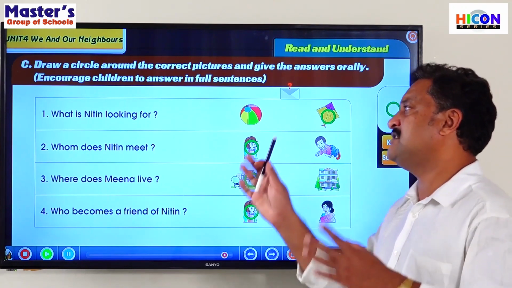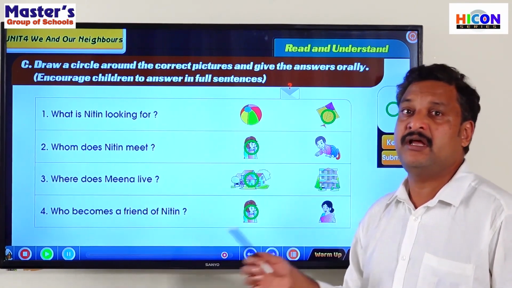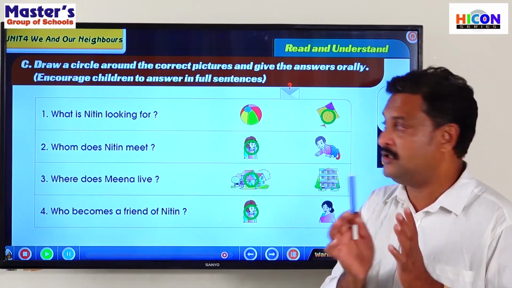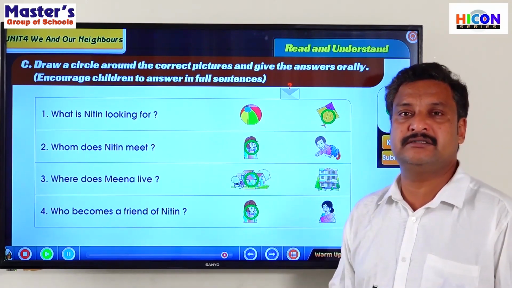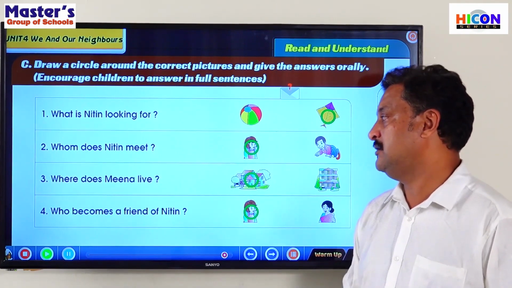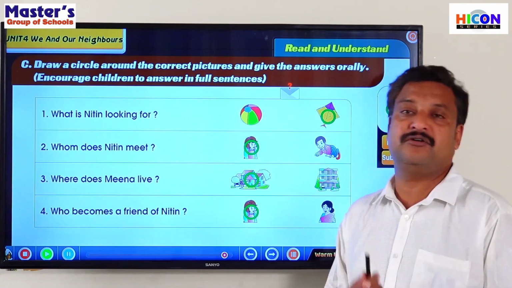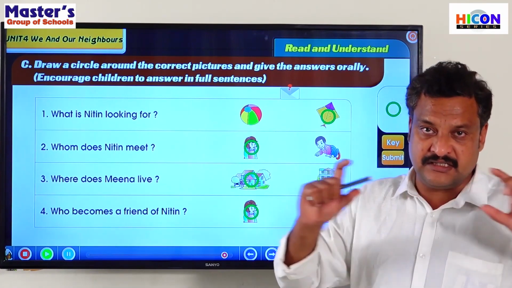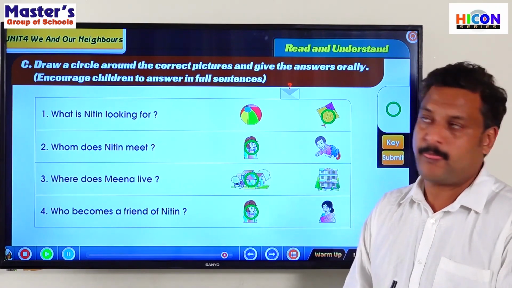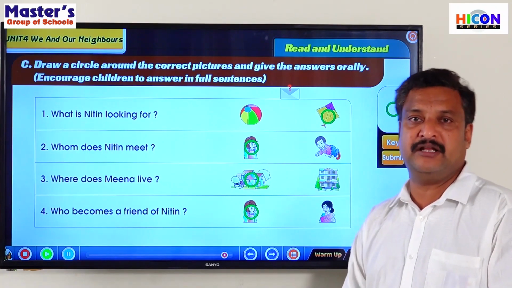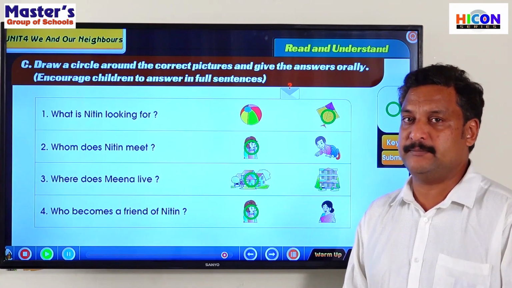Right? So I'll keep the screen the same for another minute so that you can read the questions and give complete answers. Not just kite, girl. No. He is looking for a kite. He meets a girl. Meena lives in a house. Meena becomes a friend of Nitin. So we need to give the answers in complete sentences, full sentences, not in small words and pieces. Right? So I'll keep the screen the same for another minute so that you can read the questions and practice answering them. Okay?